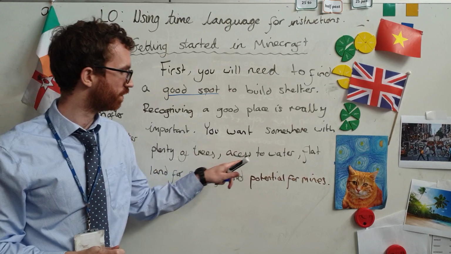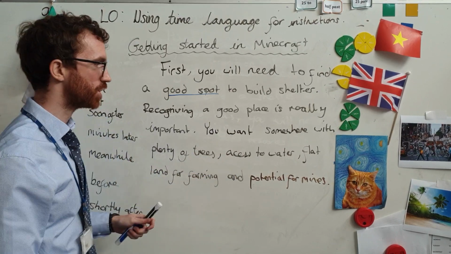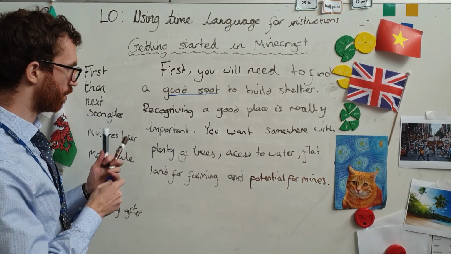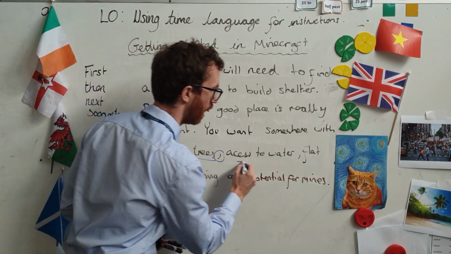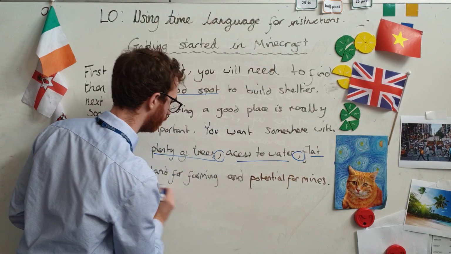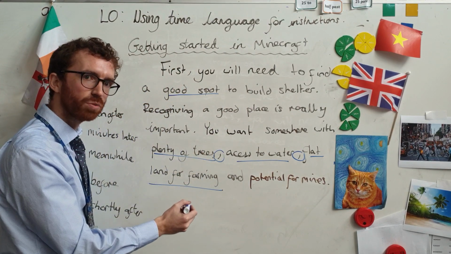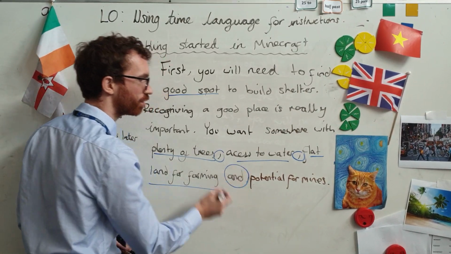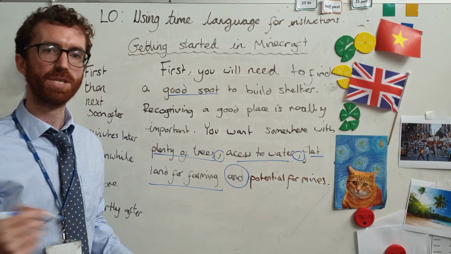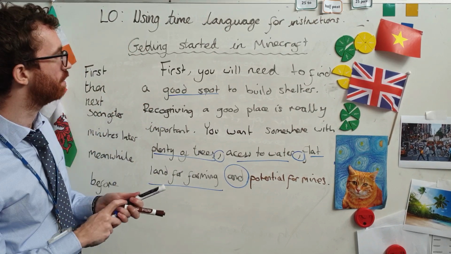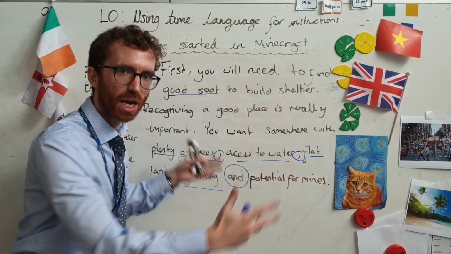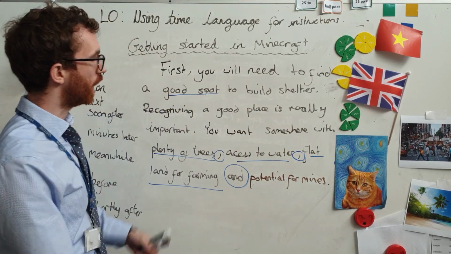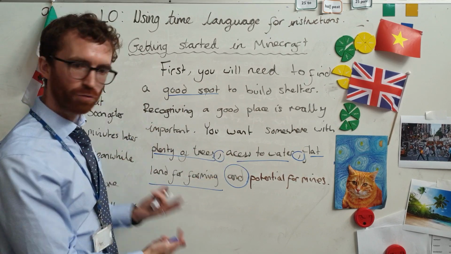I didn't just list all these things, I put a comma in between each key idea. So somewhere with, there's one idea, plenty of trees, comma, access to water, comma, flat land for farming. The last one doesn't need a comma, I'm going to use an and. So I've got comma, comma, and potential for mines. Okay, that is my first paragraph. I'm opening up the general thing that I want in my writing. And there you go, that worked. So I've written my first paragraph.